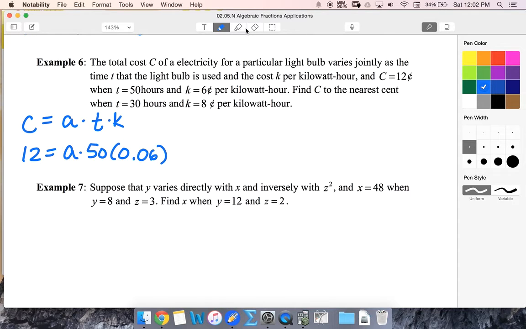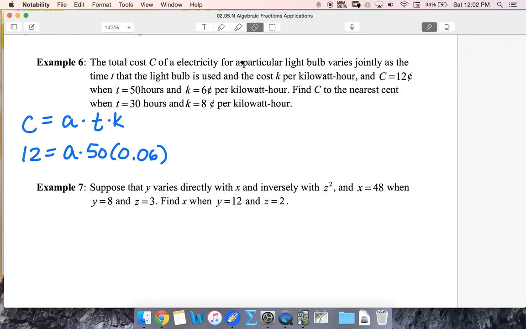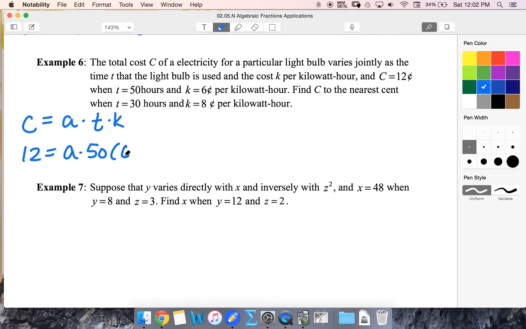Since it's all in cents, actually, I'm going to come back and, my C was in 12 cents, and I use that as 12. So this, I have to be consistent. Either this would have to be 0.12 if I'm going to do 0.06 over here, or I can make it 12 and 6 here. So my constant for the joint variation is going to be 12 divided by 50 times 6. That's going to make 2. 2 is going to go into 50 25 times. So 1/25 is my constant for the joint variation.